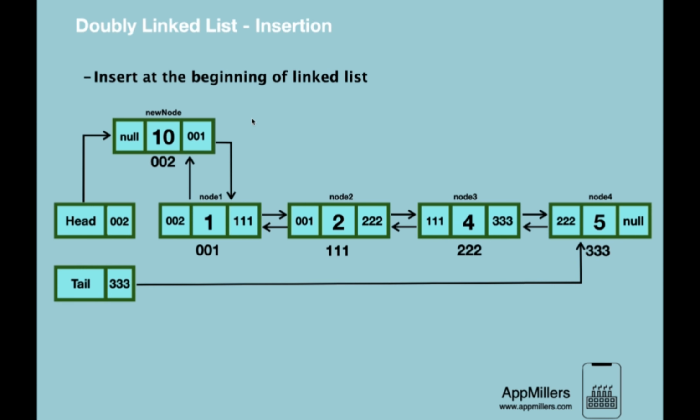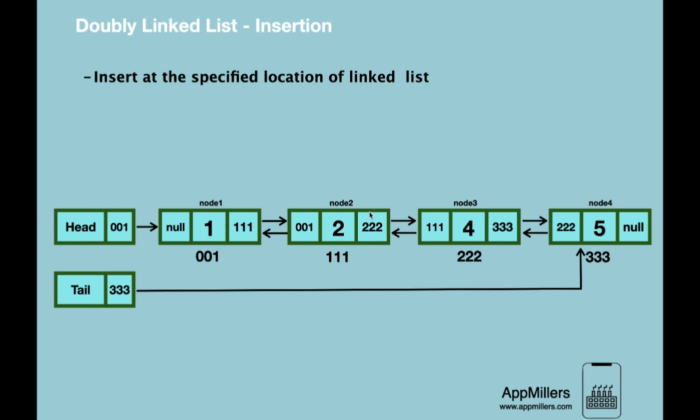Now let's see how we can insert a node at a specified location in the double linked list. Let's say we want to insert a node between node 2 and node 3. Here again, the first step is we will create a blank node in the memory. Then after creating this new node in the memory, we will assign a value to it. In our case, the value of this node is 20.